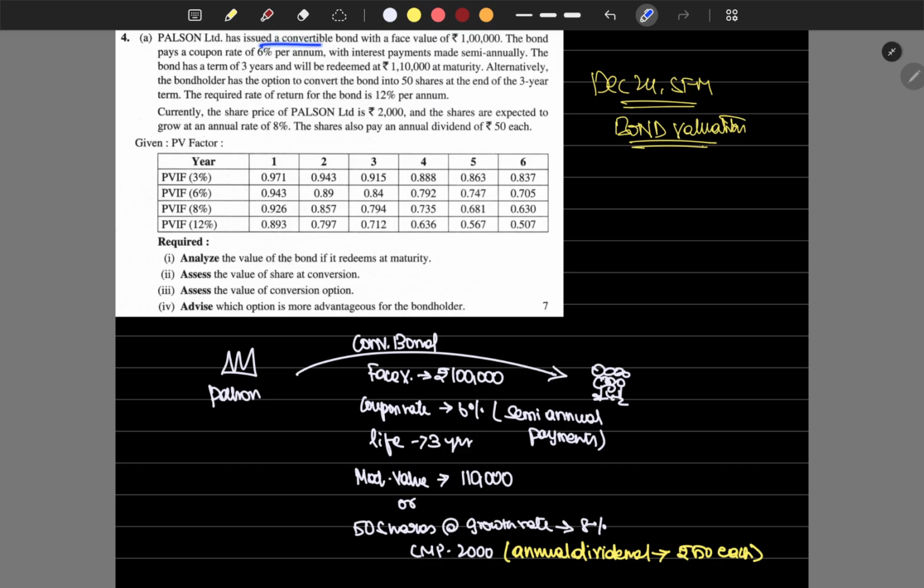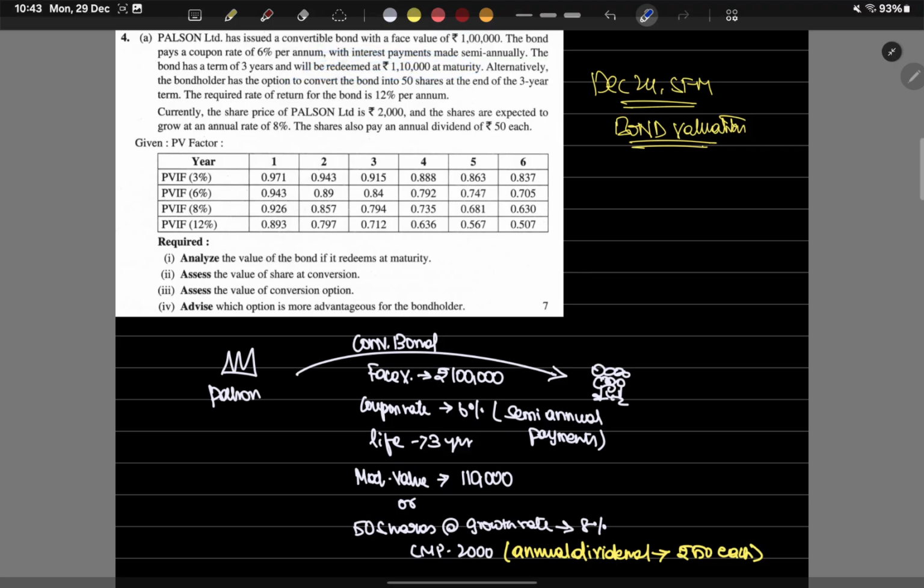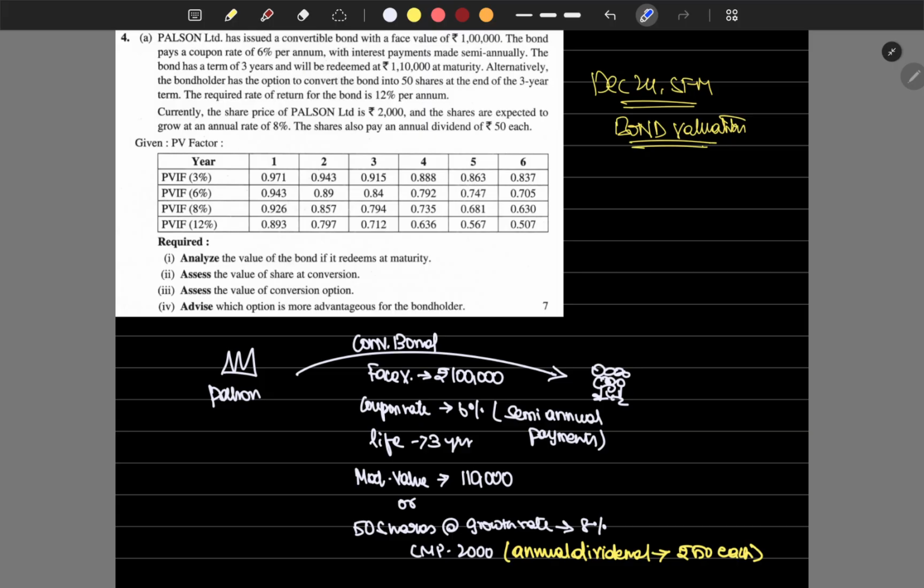Paulson Limited has issued a convertible bond with a face value of 1 lakh. The bond pays a coupon rate of 6% per annum, with interest payments made semi-annually. The bond has a term of 3 years and will be redeemed at 1,10,000 at maturity. Alternatively, they are providing 50 shares at the end of the third year.